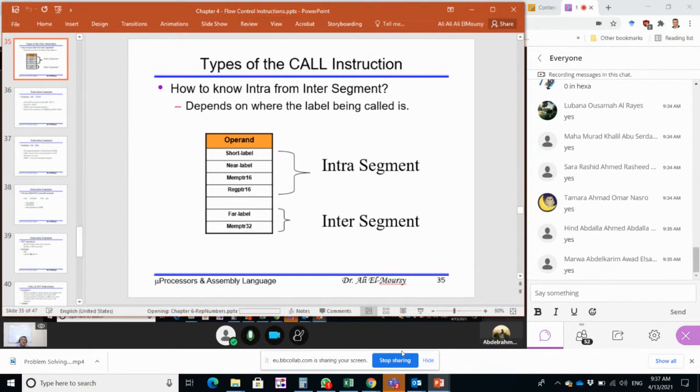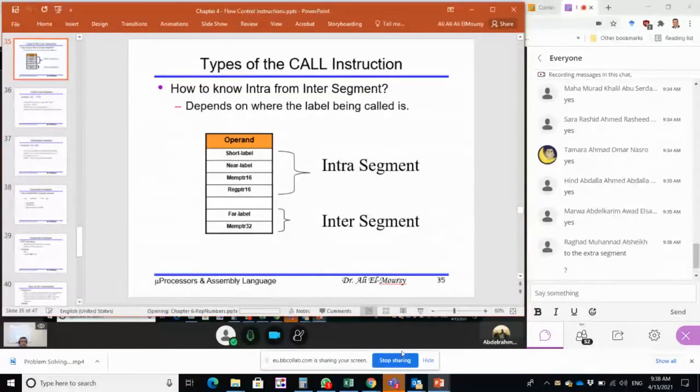We have also what's called the inter-segment. Inter-segment, we call it a far jump. Far jump means I can go outside the code segment. When do I do that? Can I ever go outside the code segment, and how? Not how, why? Can you imagine a scenario where I want to go outside the code segment?